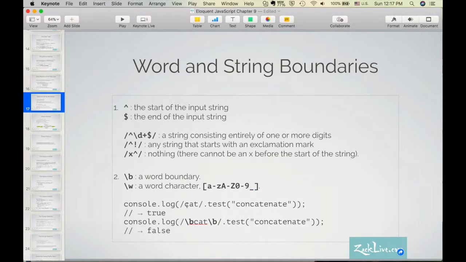Okay, let's take a look at the two examples here. We are looking for cat in concatenate. Of course, we can find it here. But if we put a word boundary before and at the end of cat, this doesn't match because there is no boundary in front of and behind the word cat. Okay, so you get a false.